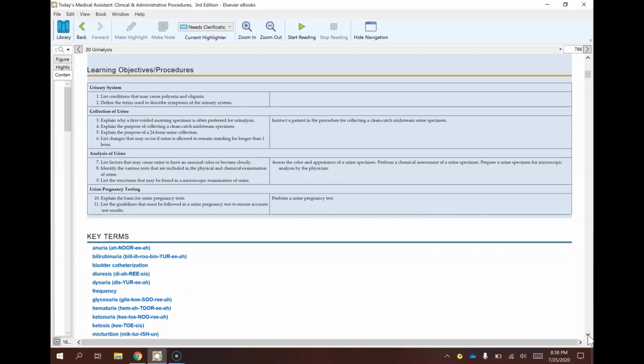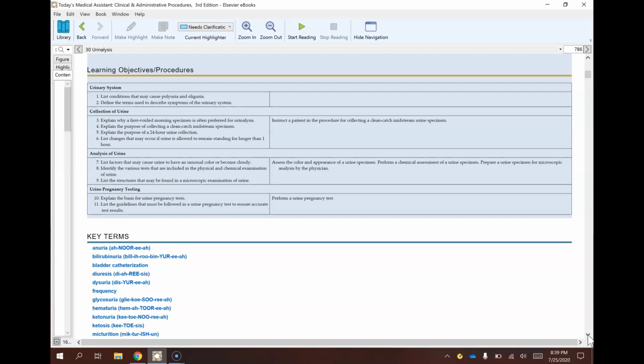So the next part of this chapter talks about the learning objectives and procedures. Within the urinary system, there are conditions that cause polyuria, poly meaning many, and urea meaning urine. So a condition that causes a man or a woman to urinate excessively, and oliguria, where there's scant urine, there's not much urine. We're going to learn the terms describing symptoms of urinary system disorders.